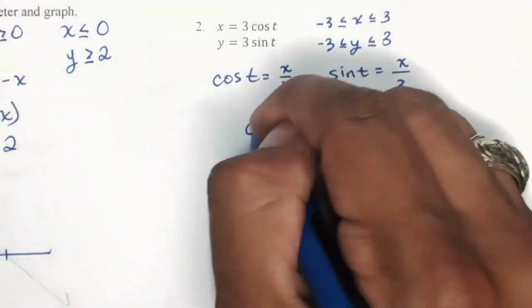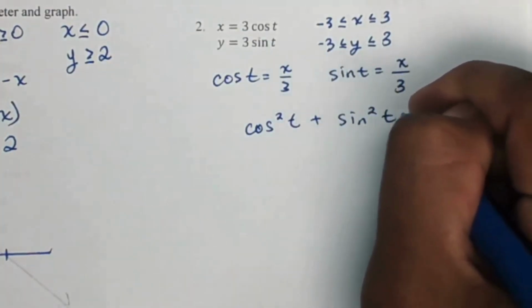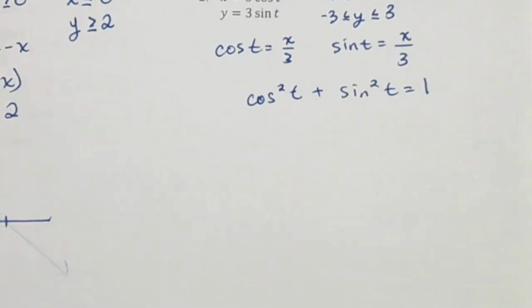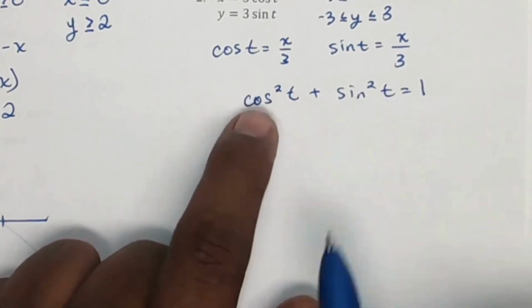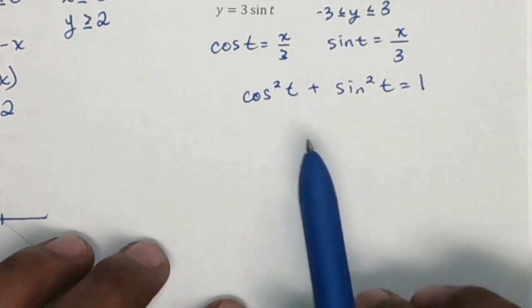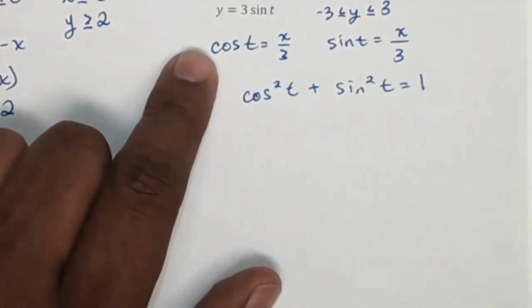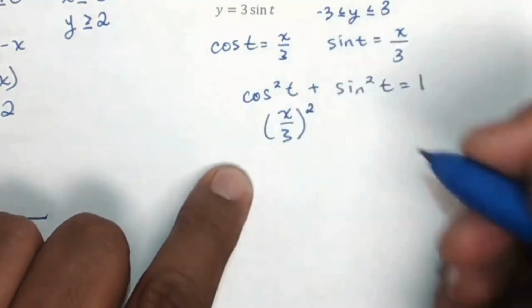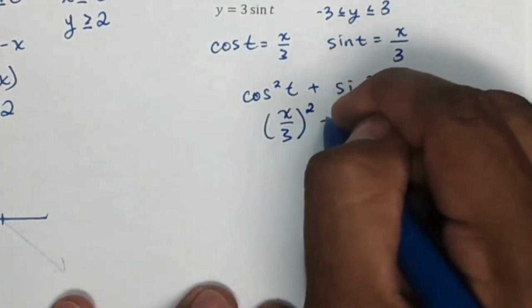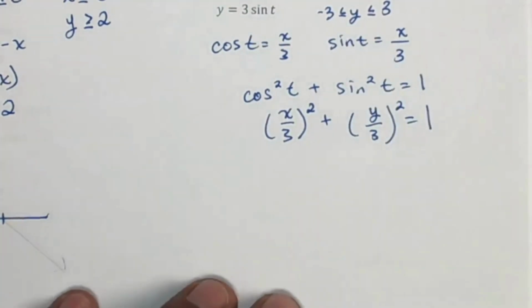Well, hopefully you remember the Pythagorean identity where cosine squared of t plus sine squared of t equals 1. And it could be t, theta, x, whatever variable you want. No matter what, if they're the exact same, then this identity always works. Cosine squared of t is the same thing as if I take this cosine of t and square it. So I can replace the cosine with x over 3 and square it. Same thing happens with the sine. I can replace it with y over 3 and square it.